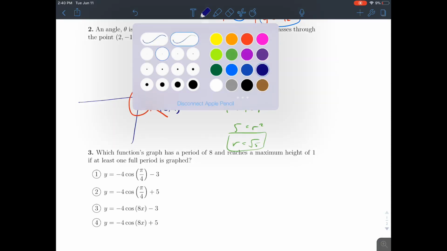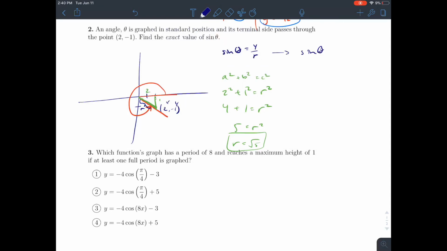So, putting everything together, sine of theta is the y-coordinate, negative 1, over the r-coordinate, root 5. All done.